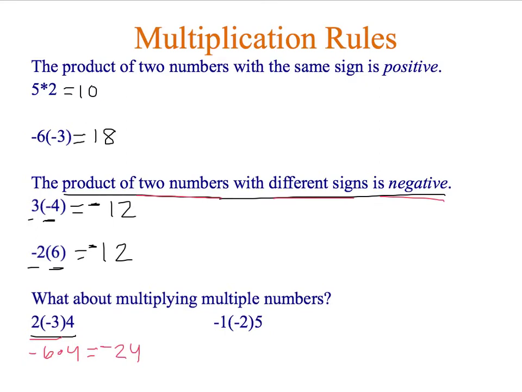In our next example, we're going to again go left to right. We have negative 1 times negative 2, which is 2, and since both of them are negative, we know it's going to be positive 2. So two numbers with the same sign is positive. Then we're going to multiply this by 5, which is here. 2 times 5 is 10, so your answer is positive 10.